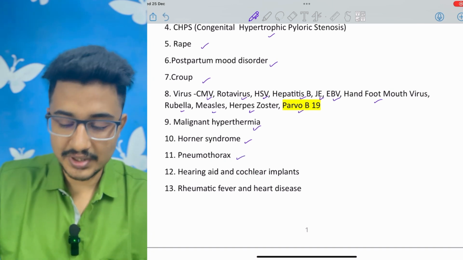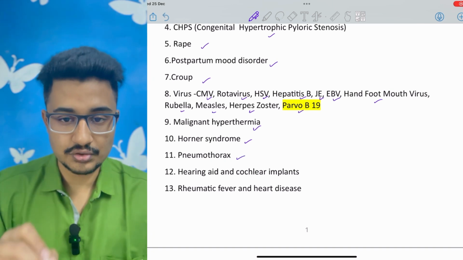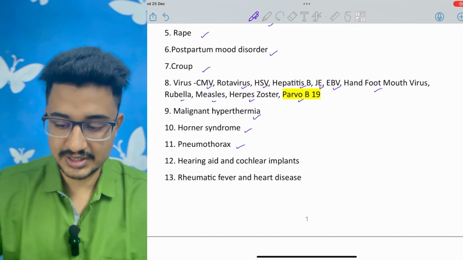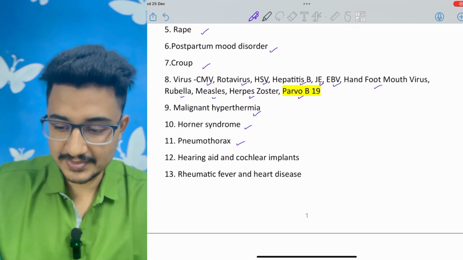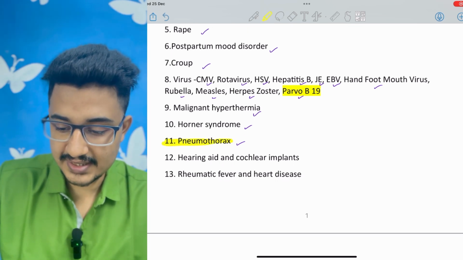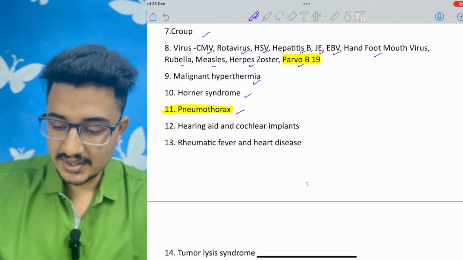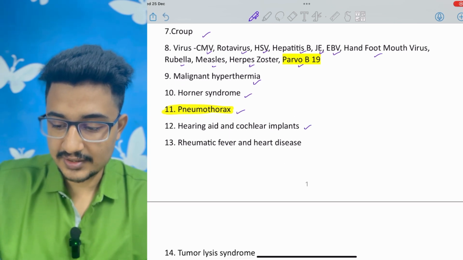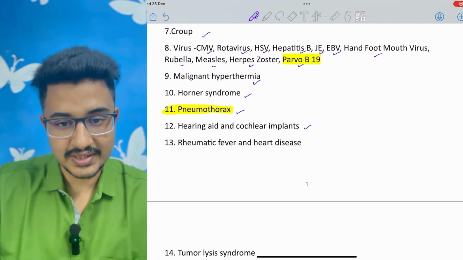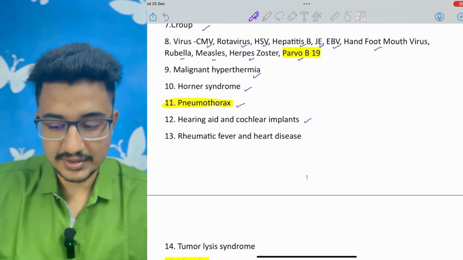Pneumothorax, mainly you have to identify the clinical scenario, it is a pneumothorax, and you have to tell the management. It is also multiple number of times asked, so I would highlight it also. It is a short topic and multiple number of times asked. After that is hearing aid and cochlear implants. Auditory brainstem implant is also included.